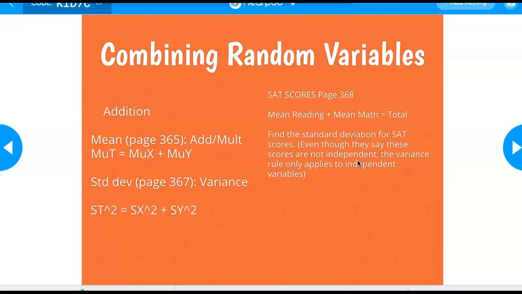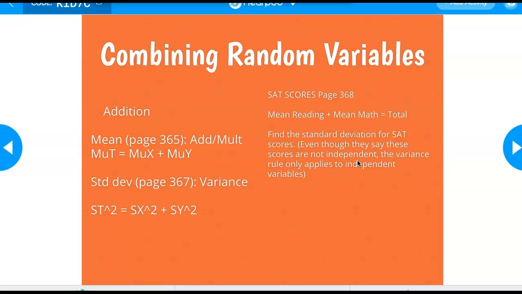Okay, so the example on page 368, combining random variables. We're almost done, by the way. We're just going to go through this example, and then we're going to do the check your understanding problem, and we'll be done. So I know, Jason, you got to go, and somebody else left, but we're done soon. It says that SAT math scores and SAT reading scores, find the mean total.